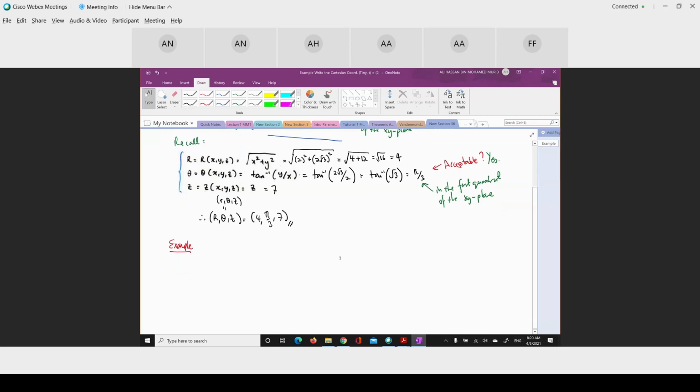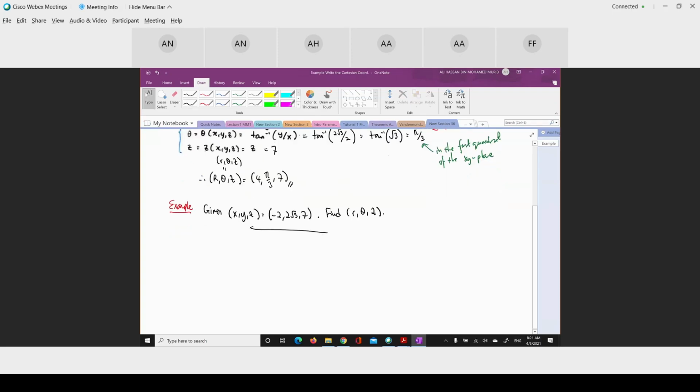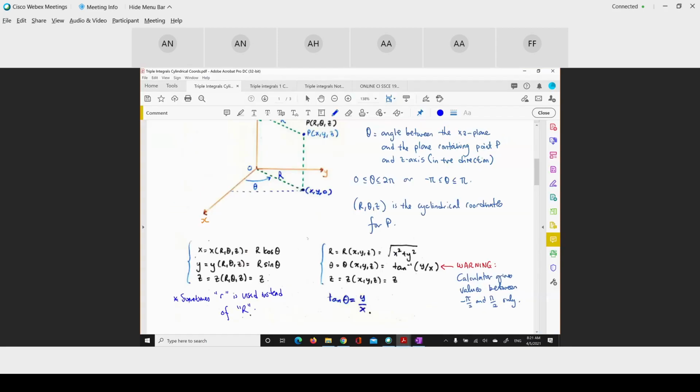Let's look at another example. Given x, y, z equal to minus 2, 2 square root 3, 7, we want to find r, theta, z for this point. So again, recall this relationship.